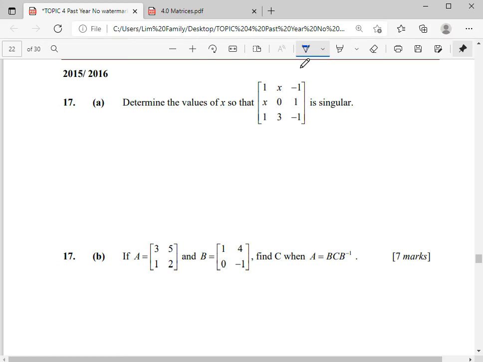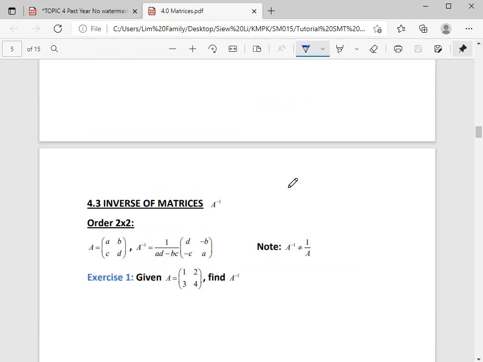Okay, so we start doing this 17 when it says singular. Okay, this determinant is 0. How to do the determinant? The determinant formula, you'll refer back to our determinant.